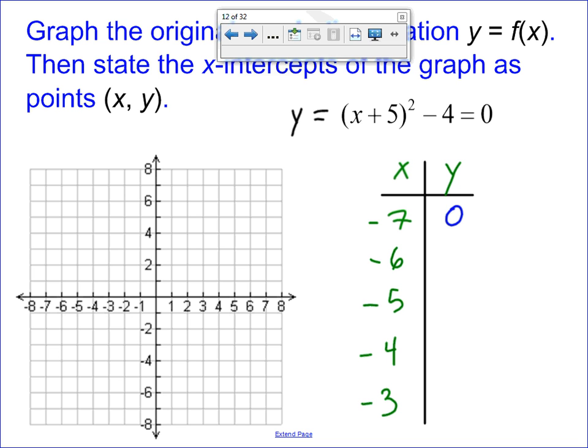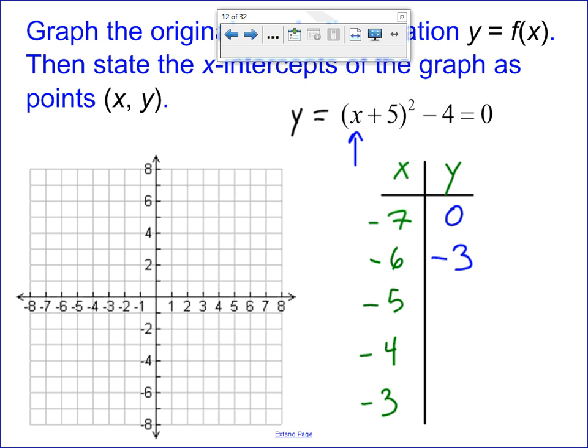Negative 6. Everybody, let's plug in negative 6 for x and work from the inside out. So here we go. Negative 6 plus 5 is negative 1. Negative 1 quantity squared is positive 1. And positive 1 minus 4 is negative 3.